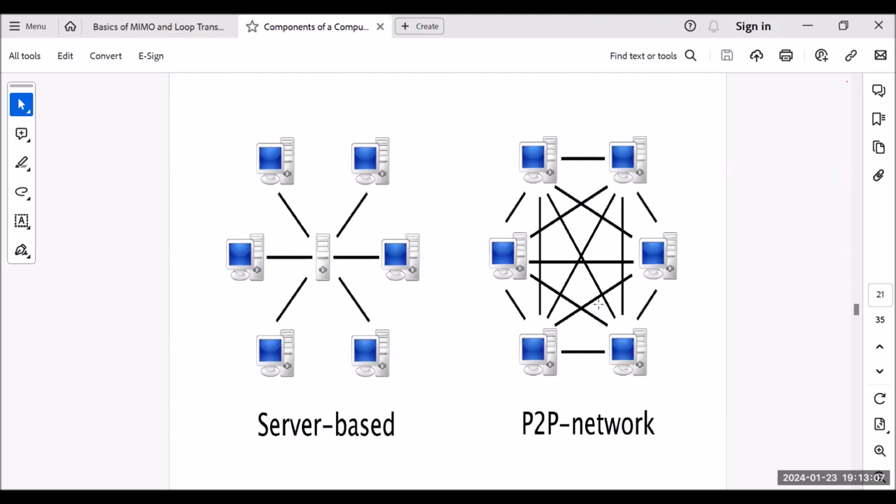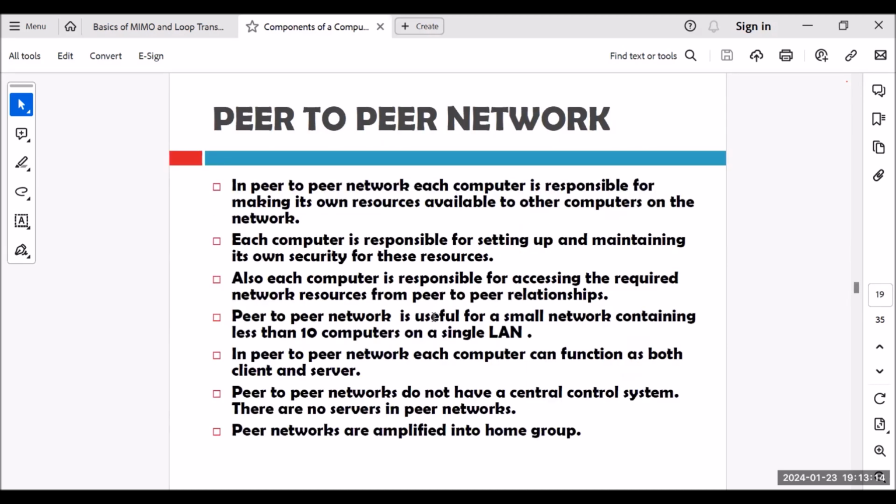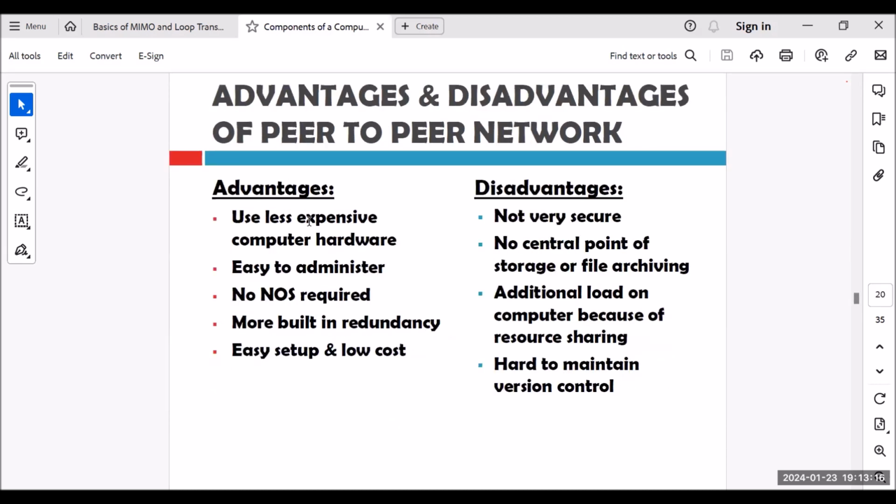So in the peer-to-peer network, we don't have a centralized server as we see in the server-based system that we will shortly see, right? The advantages are it is less expensive in terms of hardware. It is easy to administer. No NOS is required. It has more built-in redundancy, and easy setup at low cost. With regards to the disadvantages, it is not very secure. There is no central point of storage or file archiving. There is additional load on the computer because of resource sharing.